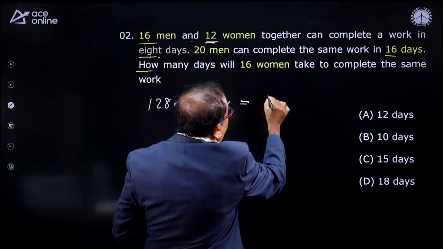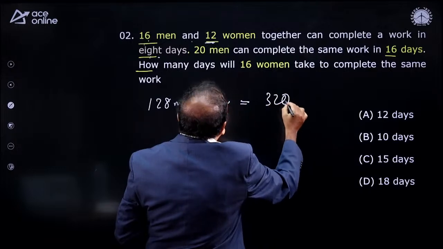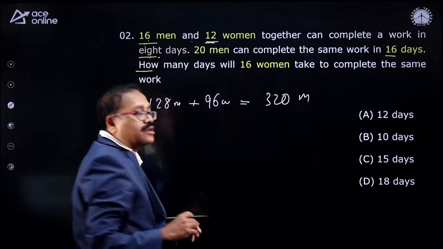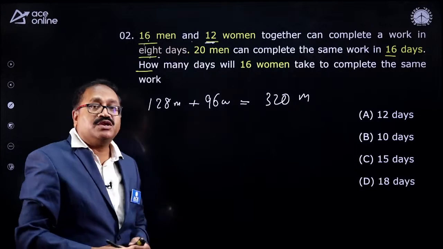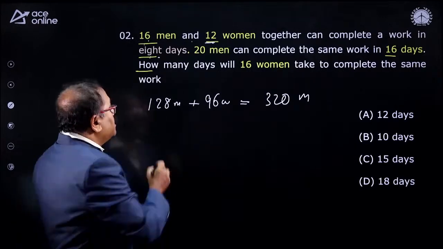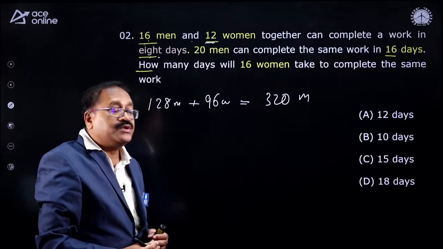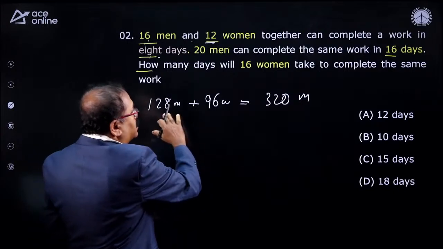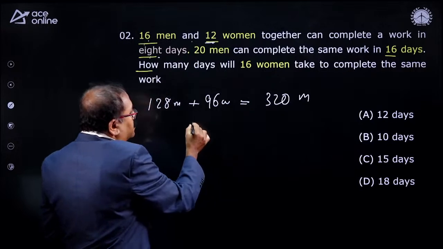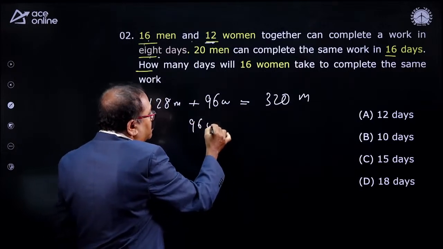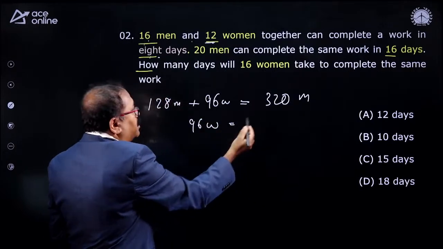16 into 2 is 32, so 320 men. Can I get the men to women ratio? Yes. By this activity, I will get the men to women efficiency ratio. Now, I will take that men over here. Then I get this as 96 women is equal to how many men?